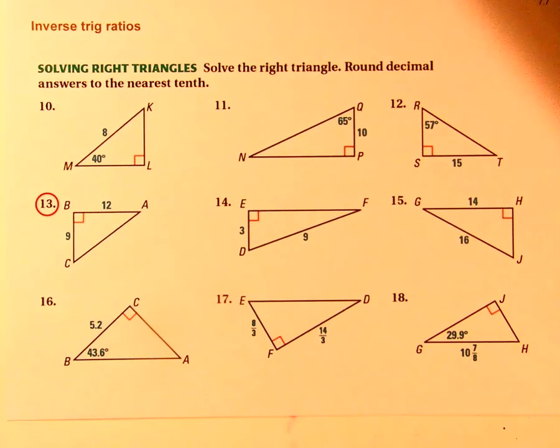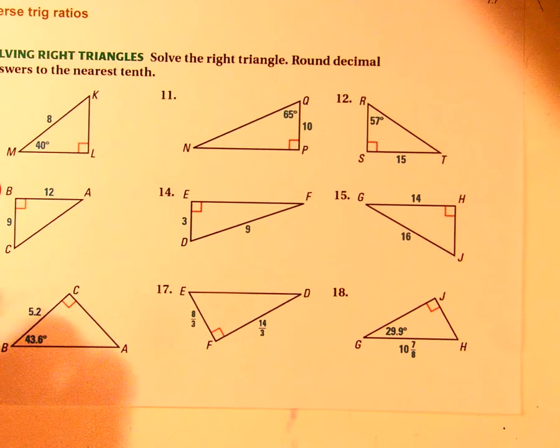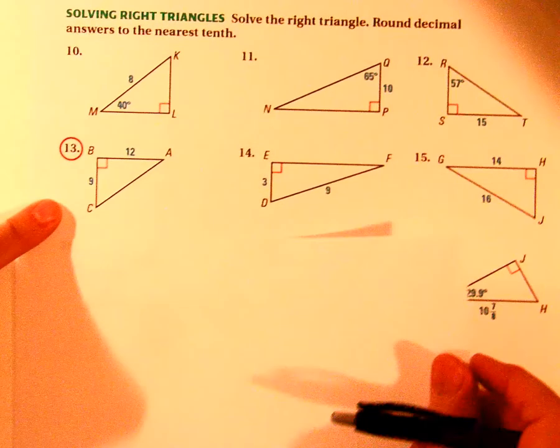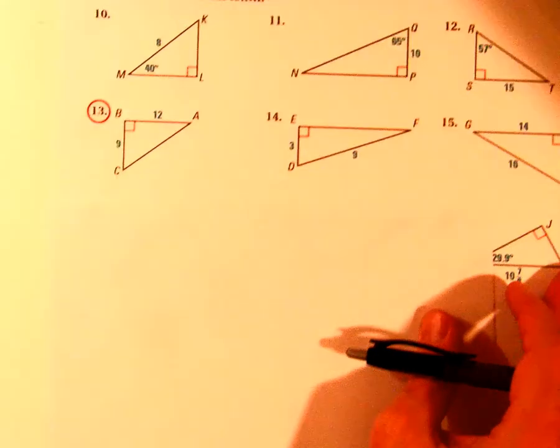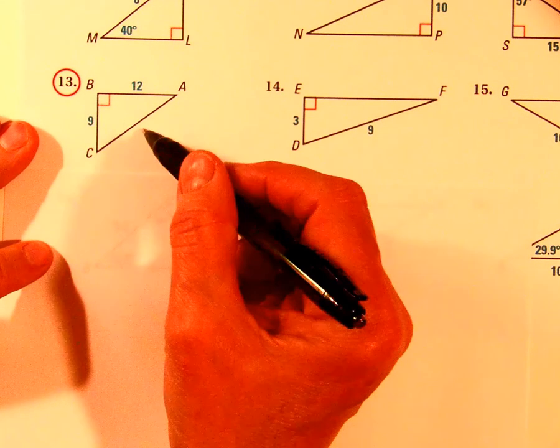Well, let's look at one where you don't know any angles, where all you're going to have is sides, which means you can get a ratio. Let's look at this one right here. You want to find all the sides. You want to find the other side of the angle. Well, you can find that side.